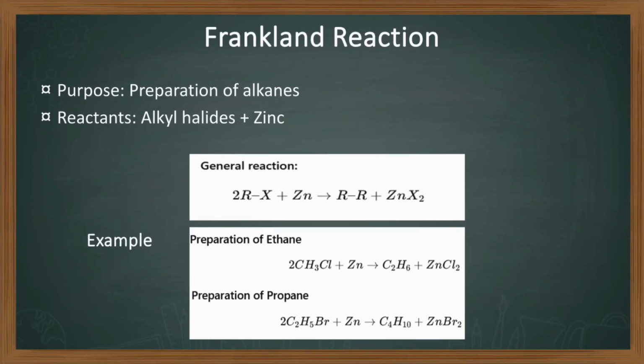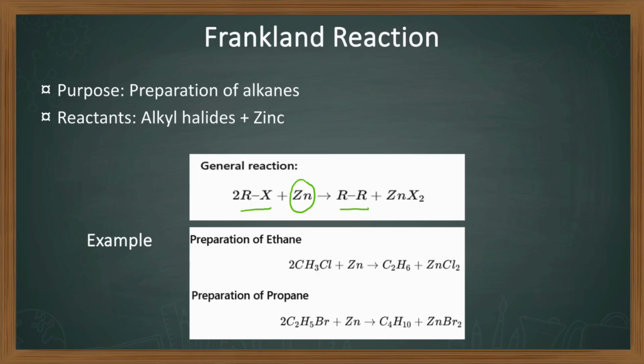Moving on to the next reaction, Frankland reaction. The reactant and the product are the same as in the case of Wurtz reaction. The thing that differs is the reagent. In Wurtz reaction, we used metallic sodium. Here we use zinc metal for Frankland reaction.